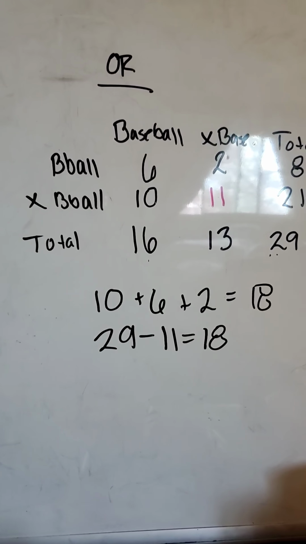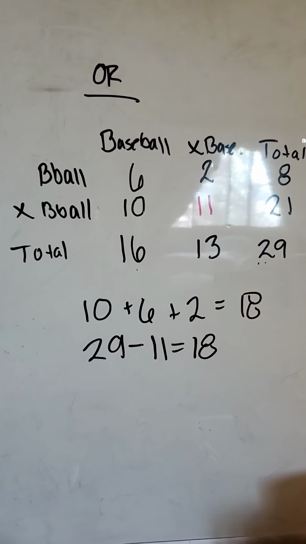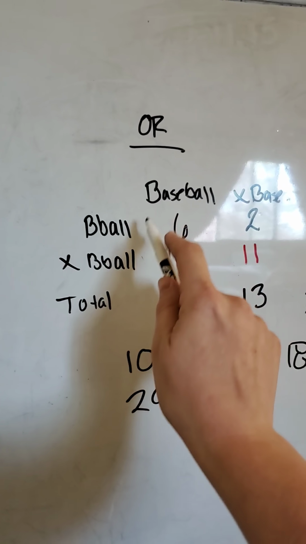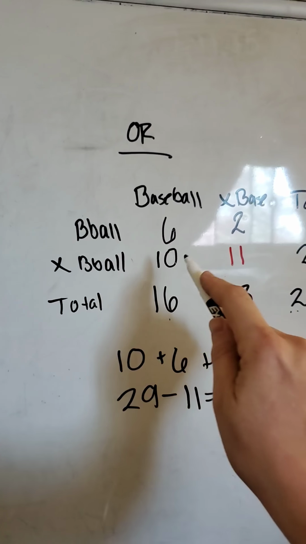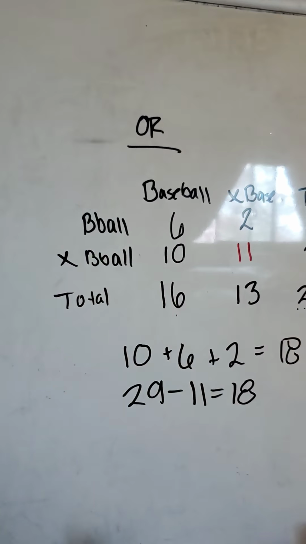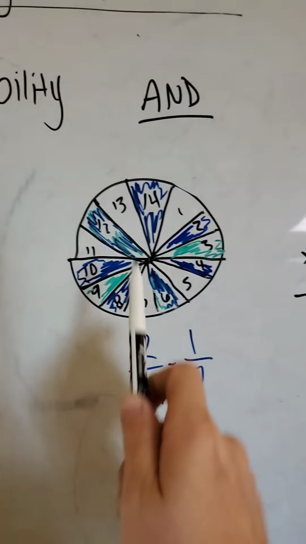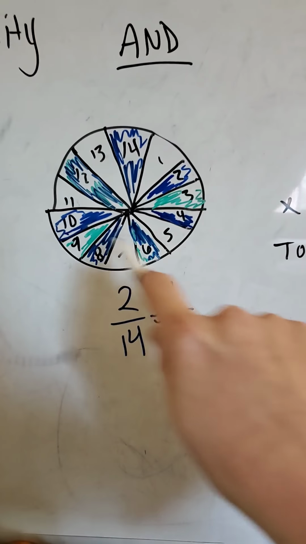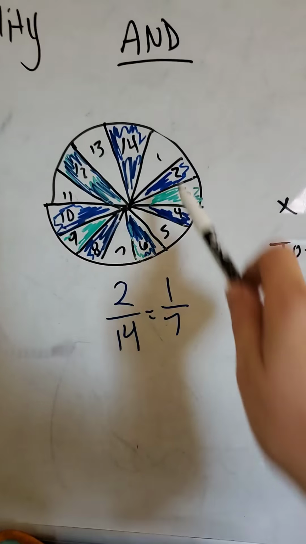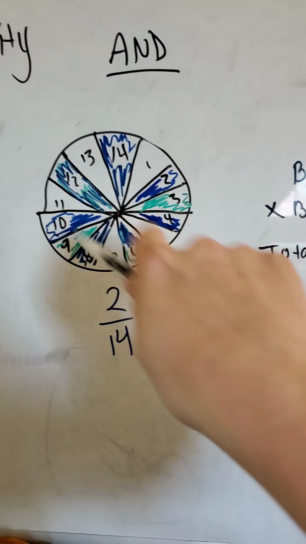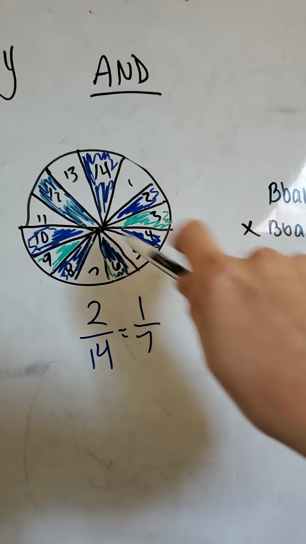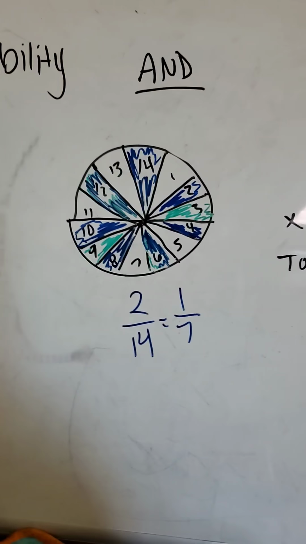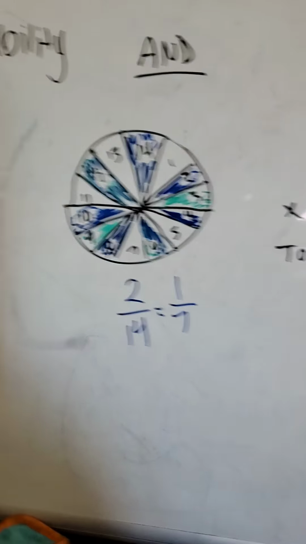So now we see the difference between and or. Because if I had asked what is the probability that I pull a student randomly from the class and they play basketball and baseball, well, then my answer would have been this. But I looked for or. If I asked what is the probability that I spin a multiple of 2 or a multiple of 3, well, that would have been all of these things, because these are all multiples of 2 or 3. So if I wanted to spin a multiple of 2 or 3, that covers a lot more ground than just spinning 2 and 3. So there's a big difference between and or.